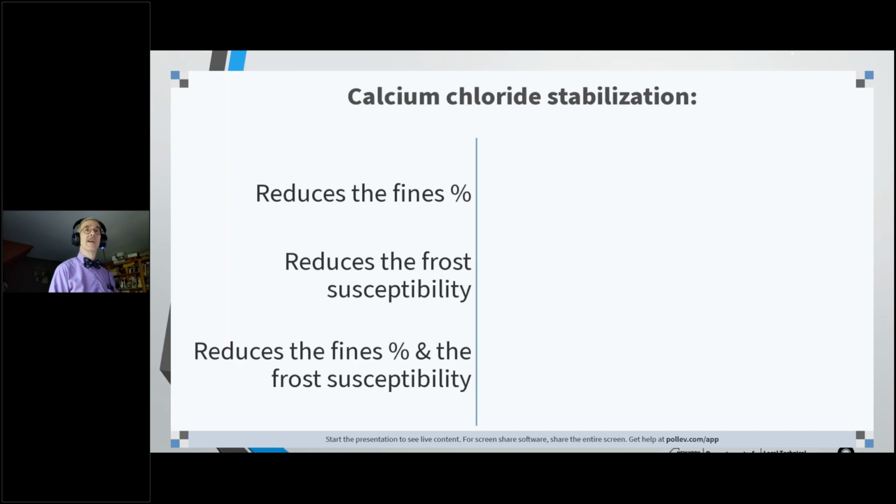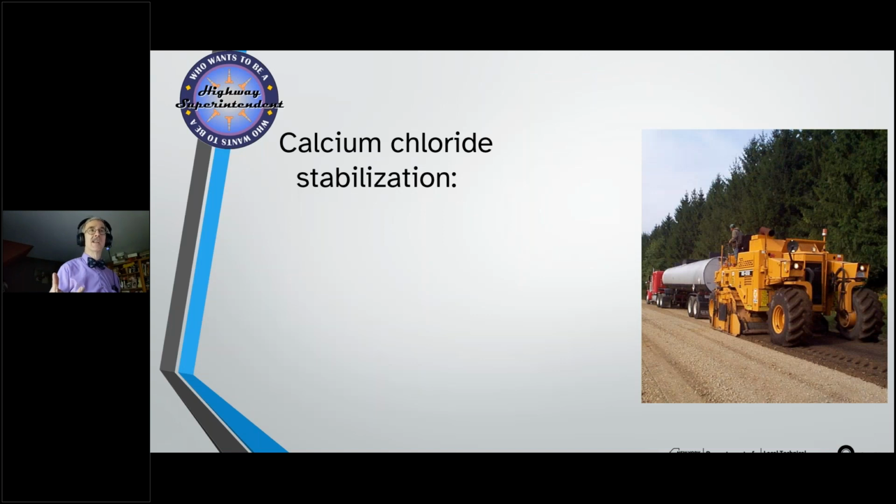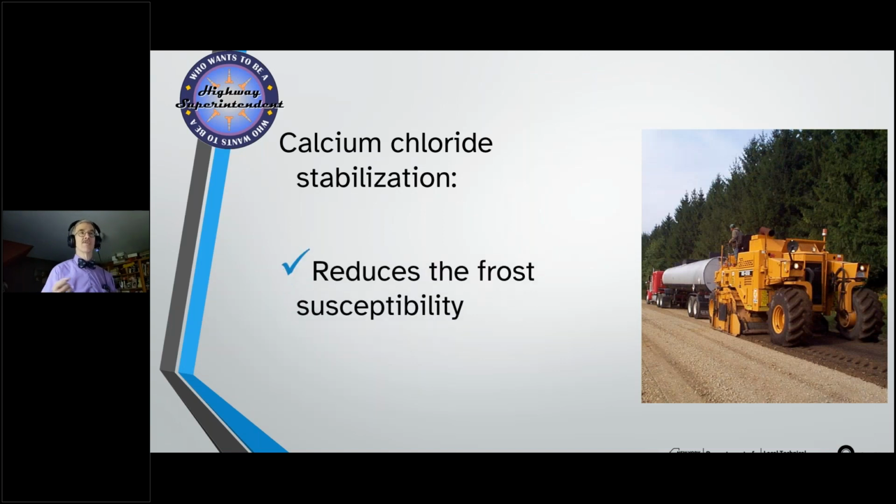And the answer, by the way, is that calcium chloride stabilization is just adding a salt. If you've ever made ice cream, you've essentially seen the effect of what happens when you add a salt. It's not going to bind those fines up, so it doesn't do that. So really it reduces the frost susceptibility. The fines are still there. So if you've got too many fines, too much clay, too much silt, it's going to hold on to too much water. It's still going to be soft in the spring.